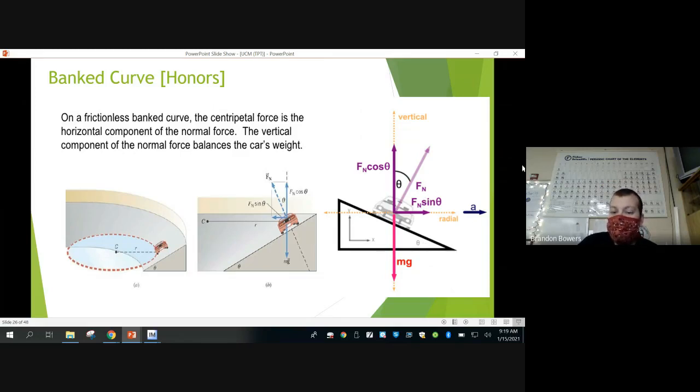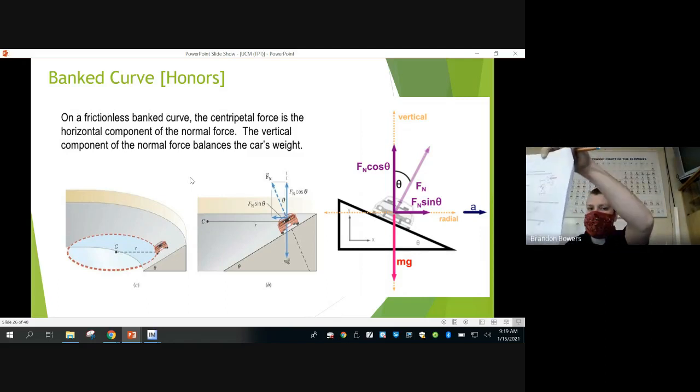So it's the same concept. However, force normal this time. We're looking at force normal at an angle. Okay. So we're going to look at a banked curve. The definition part is on the top. This isn't a problem. We're not solving a problem right now.